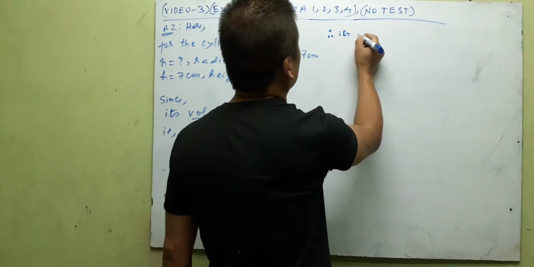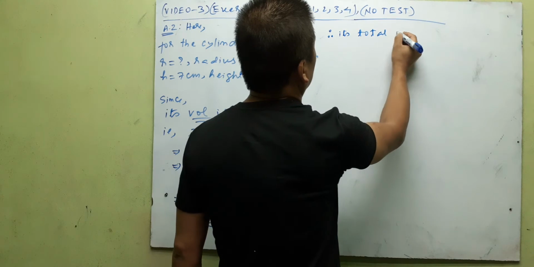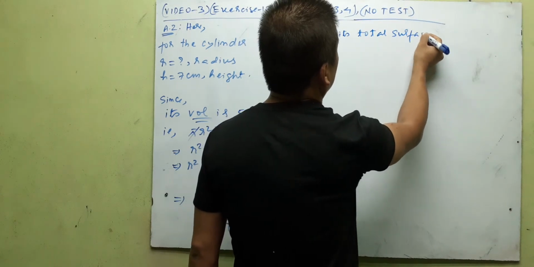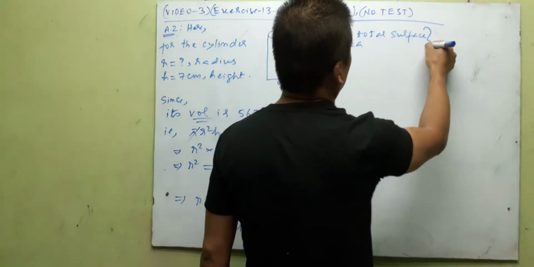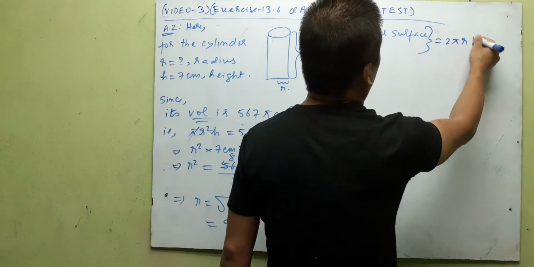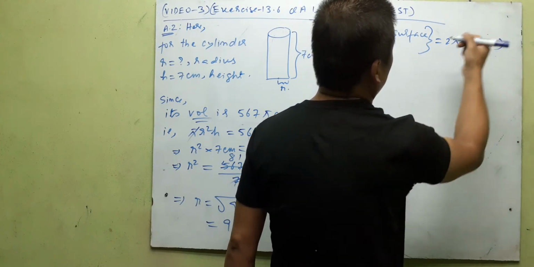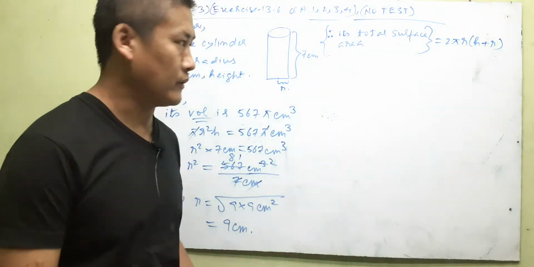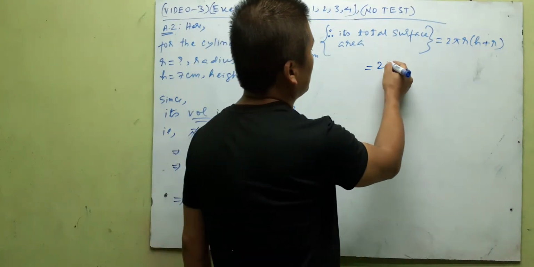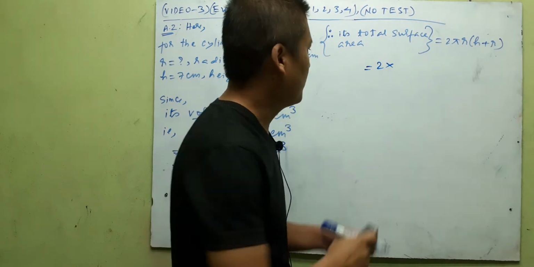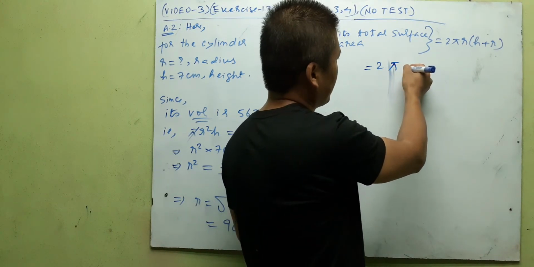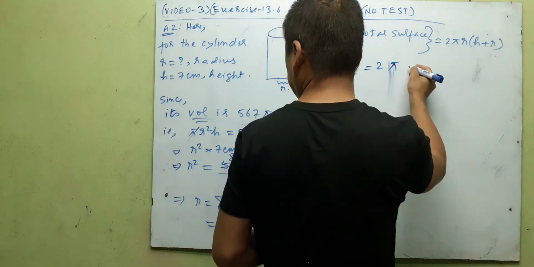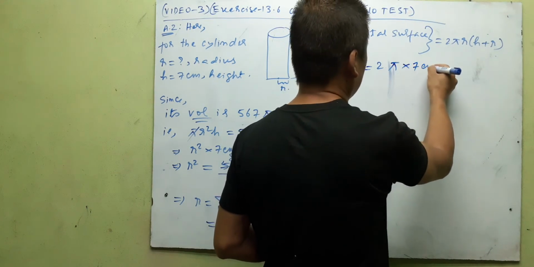Therefore, its total surface area will be equal to 2 pi r into h plus r. We know this formula from the beginning of the chapter, we did it. So that is 2 into pi. The choice is given in terms of pi, so let us not remove that.